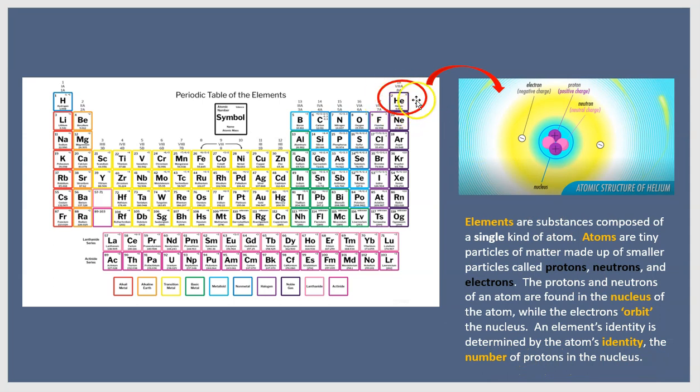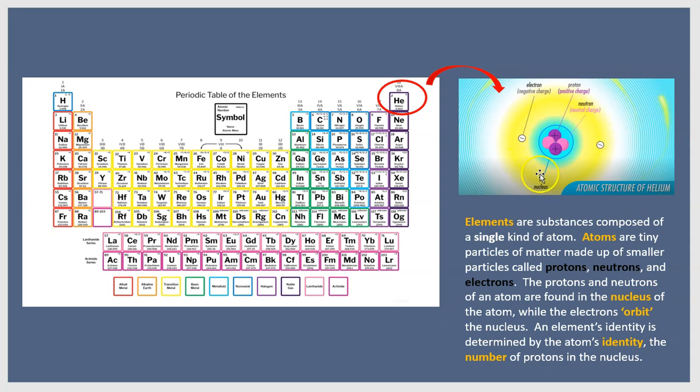So we'll take helium, for example. The helium atom is shown in this cartoon here. The nucleus of the atom is where you will find protons and neutrons. Protons are positively charged particles, and because they are positively charged, they will tend to repel each other, so like charges repel, and that's a force, the electromagnetic force. And so neutrons are needed to keep the protons together in the nucleus of the atom. So neutrons act like glue, holding these positively charged protons together.